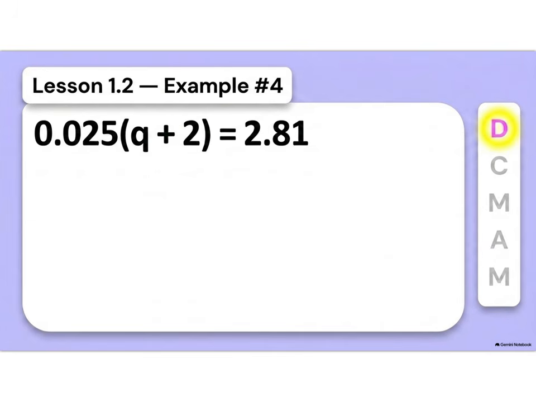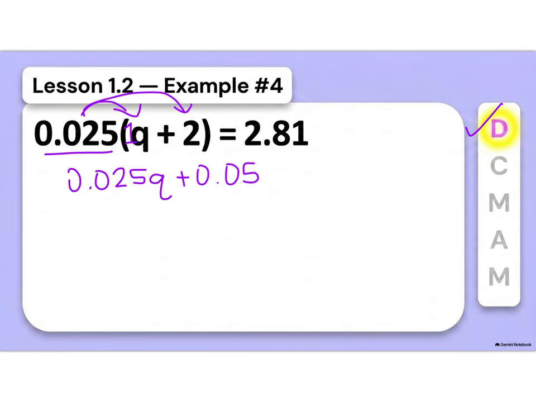Okay, this next problem also has distribution, so we're going to distribute first. We are going to multiply by, remember this is a 1q and this is just a 2. So 0.025 times q is 0.025q. 0.025 times a positive 2 is going to be 0.05, equals, we're just going to have our 2.81 that we're going to bring down.